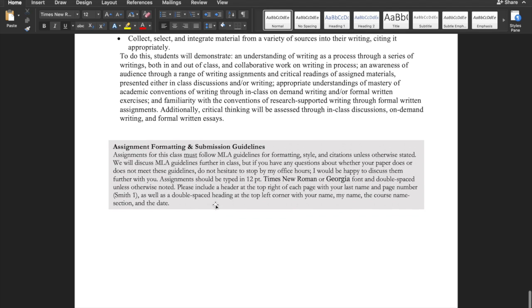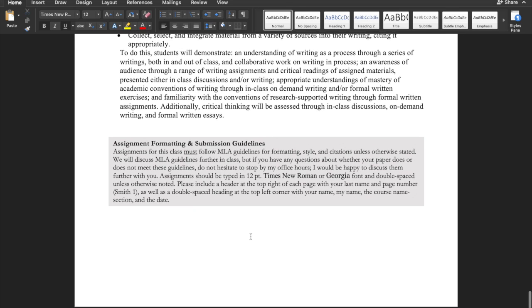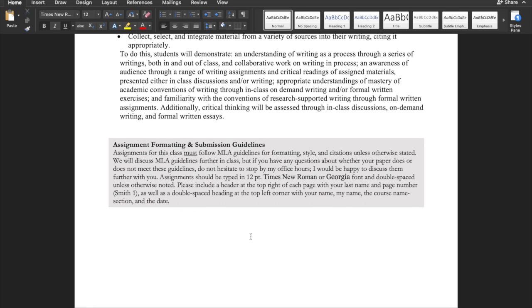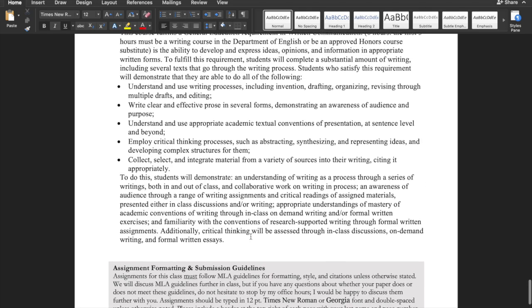So everything we will be doing will require being written in 12-point Times New Roman or potentially Georgia font, but I typically like Times New Roman more. And all of the citation practices we will be doing will come from MLA, which is the Modern Language Association. So that is our syllabus. Again, please, if you have any questions, concerns, or need any clarifying.